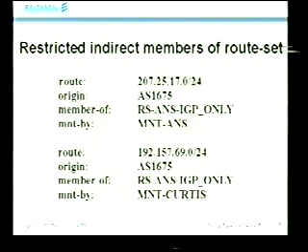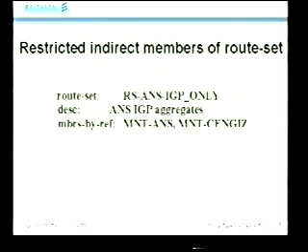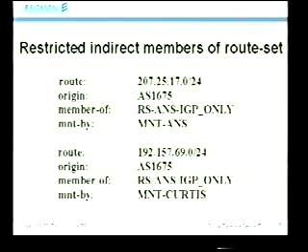Now what we're saying here is that this route object says that this route is a member of this route set. But it's maintained by a maintainer that is not in this list. Therefore, this route, the route represented by this route object, is not a member of this route set, even though it says in its member of attribute that it is. That's not enough.